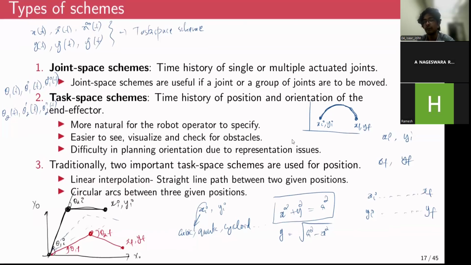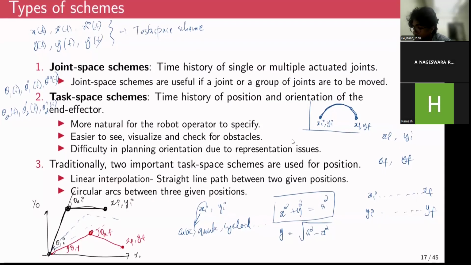I think in one of the lecture videos, the professor himself has demonstrated in MATLAB how to implement this linear scheme, as well as the circular arc scheme. So if you want more clarity, I would advise you to visit those two MATLAB simulations, which will probably give you more clarity on that.